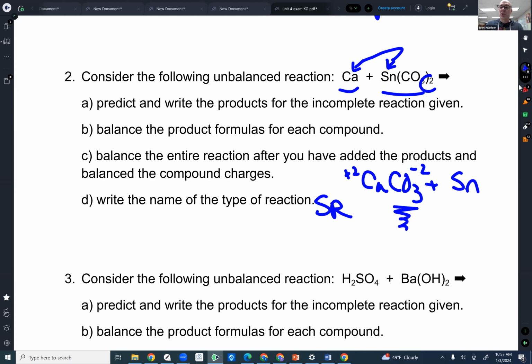Now, there are 2 of the carbonates. We need to put a 2 as the coefficient for this compound, meaning, though, that I have 2 calcium, so there needed to be a 2 right there. This is now balanced.